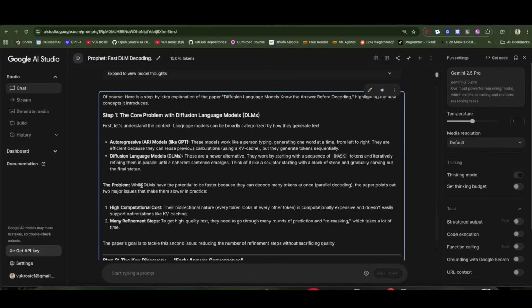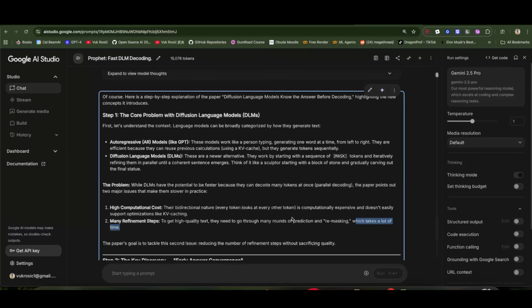The problem: while diffusion language models have the potential to be faster because they can decode many tokens at once, parallel decoding, the paper points out two major issues that make them slower in practice. High computational cost: their bidirectional nature, where every token looks at every other token, is computationally expensive and doesn't easily support optimizations like KV caching. Many refinement steps.